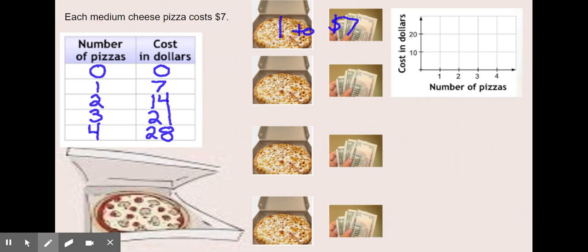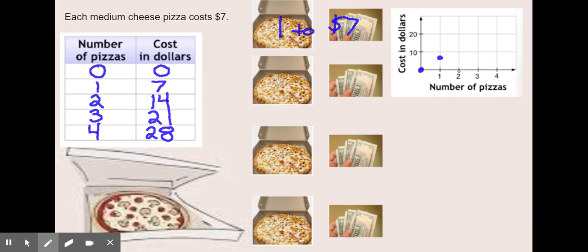Now we're going to look at how that would show on the graph. So 0 pizzas for $0. My point would be right there. And then 1 pizza for $7. Since pizza is my x-axis, dollars is my y-axis, so I know that I go over to 1 for 1 pizza, and then I go up to $7. So 1 pizza costs $7.